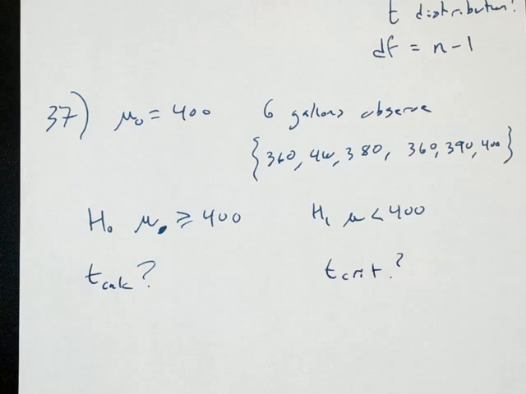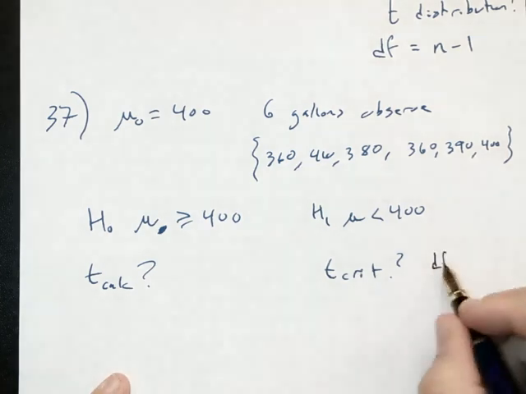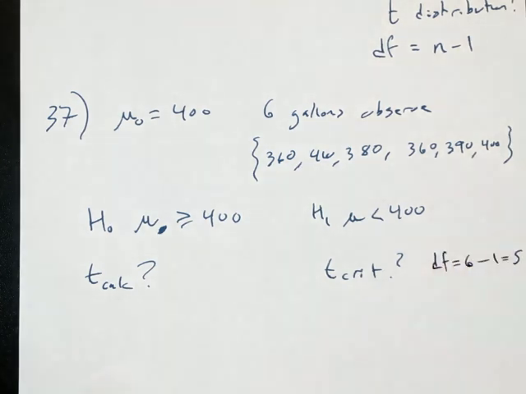I need a calculated t-value and then a critical t-value. The critical t-value, I don't actually need to do any calculations for, because that comes right off of the student t-table. Appendix D. What are my degrees of freedom? Say it again. 5. There are 6 data values. N is 6. Take one away. I have 5. So I'm actually going to write that down here. DF 6 minus 1 is 5.